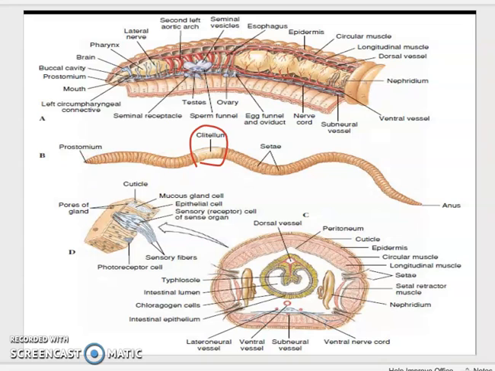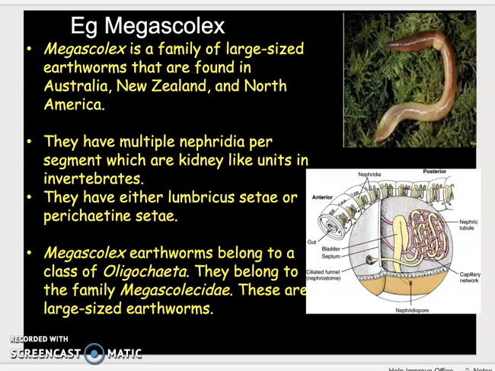Then this megascolids is a good example for the earthworm. It is a family of large-sized earthworms which is found in New Zealand, North America and Australia. It is a common genus found in South India. It has a long cylindrical body, as you can see in this picture, and the length can reach up to 4 to 9 inches.